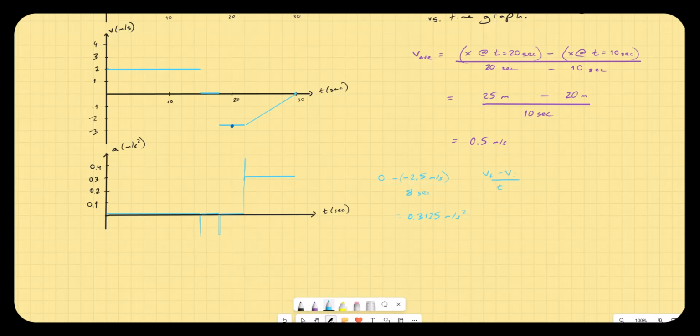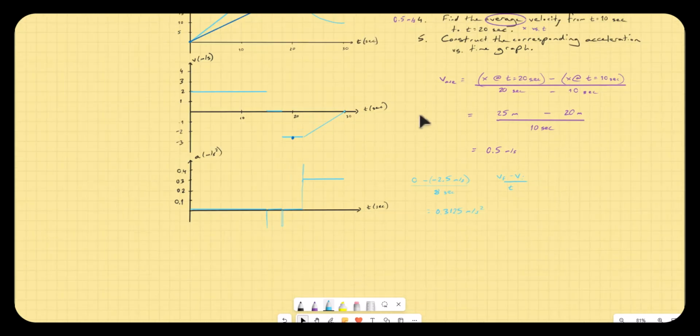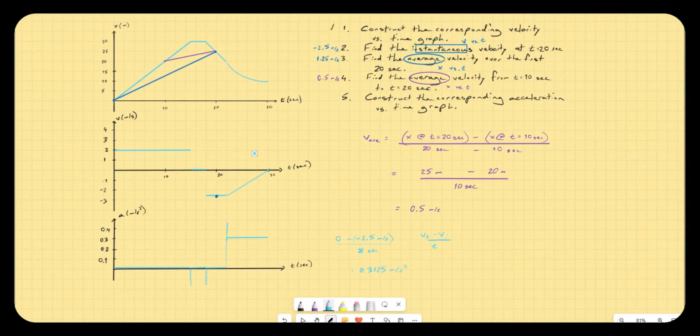But that's it. That's an example of how I can use these graphs and how I can create more of them. And there is a position graph up here, corresponding velocity, corresponding acceleration.